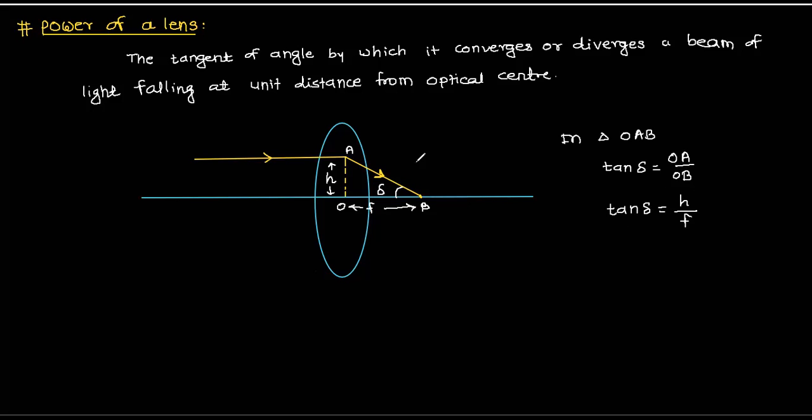So if h is equal to 1, because already I have written here at unit distance from optical center, so this is unit distance. If h is equal to 1, then what are we getting? We are getting tan delta is equal to 1 by f, and this is nothing but power. Therefore power P is equal to tan delta, which is equal to 1 by f. This is the power of convex lens.